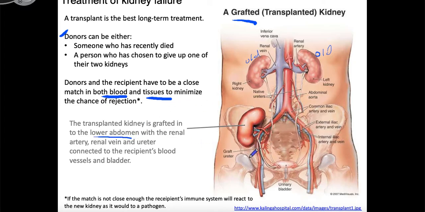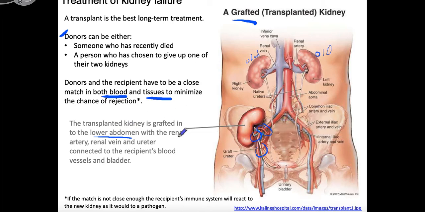And then remember that this kidney has a renal artery and a renal vein and a ureter. So then they take those structures and connect them to the recipient's blood vessels, and to the recipient's bladder. So here you see the transplanted kidney's renal artery, the transplanted kidney's renal vein, and the transplanted kidney's ureter, right, all connected to the urinary bladder. And remember that to have one healthy kidney is sufficient for proper kidney functioning and blood filtering.